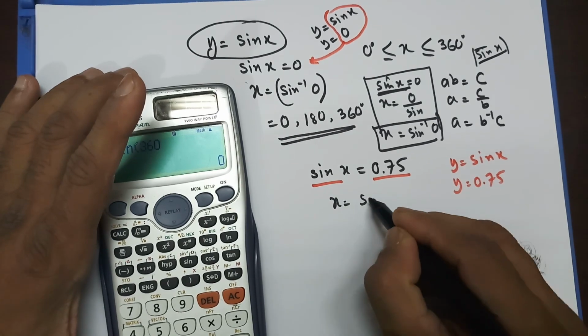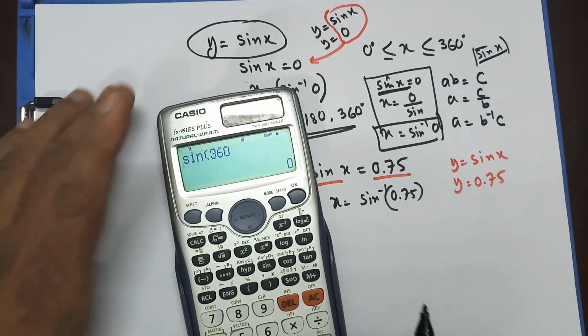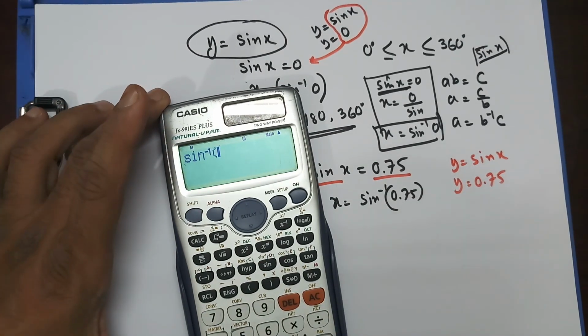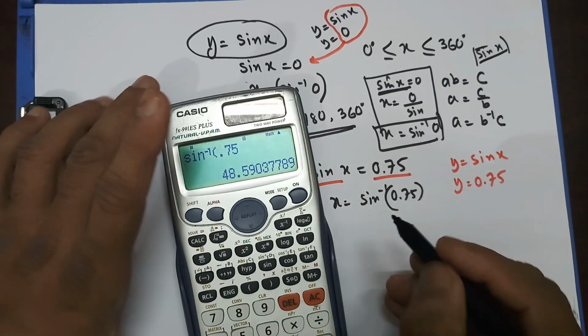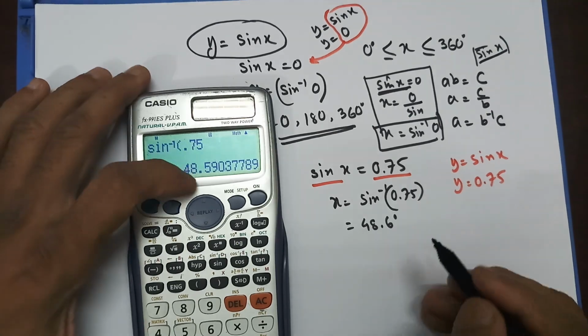X equals sine inverse 0.75. So that's going to be shift then sine. You get sine inverse, then 0.75. I got 48.6 degrees, correct to one decimal place.